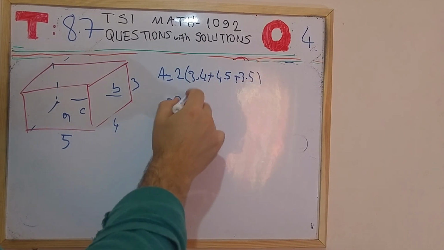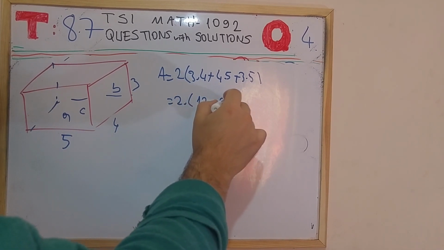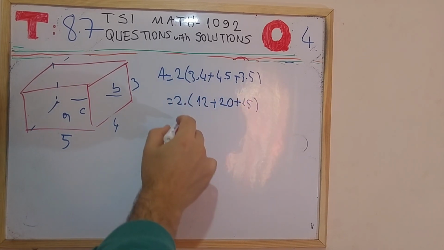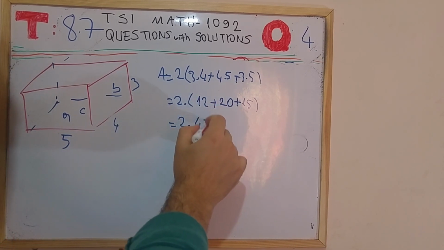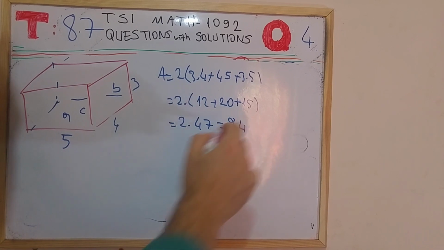The area would be equal to 2 times 3 times 4 plus 4 times 5 plus 3 times 5. That would be equal to 2 times 12 plus 20 plus 15, and that's equal to 2 times what we have here, which is 47, which is equal to 94.